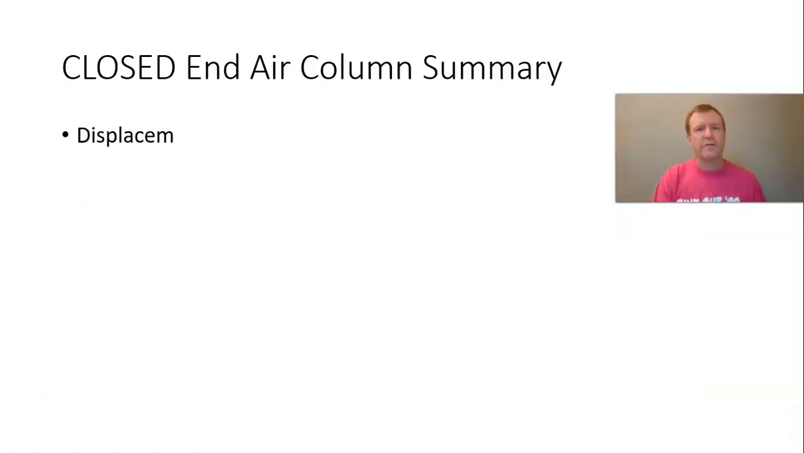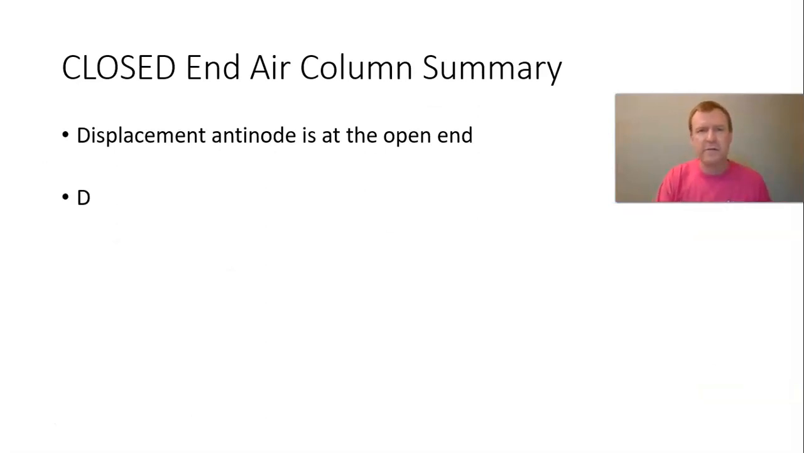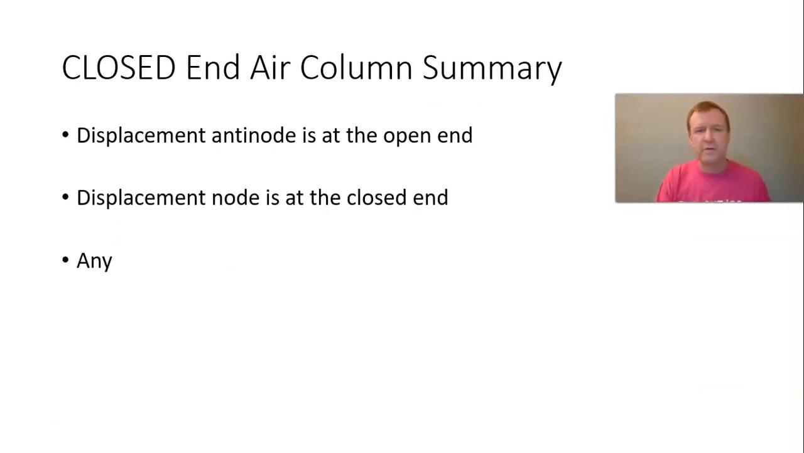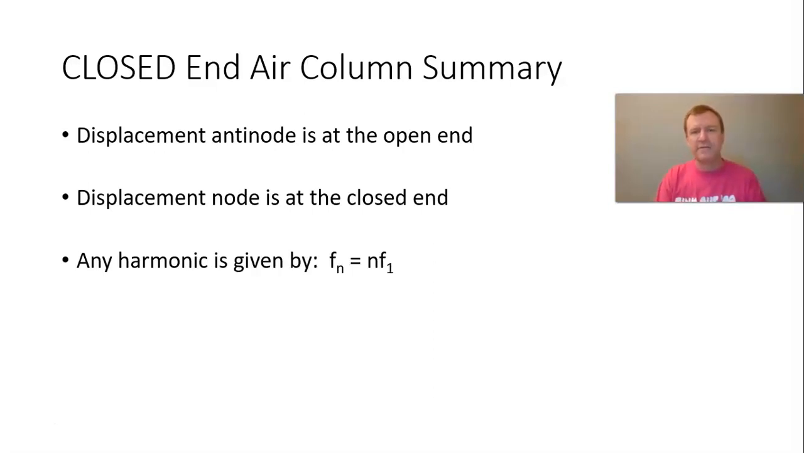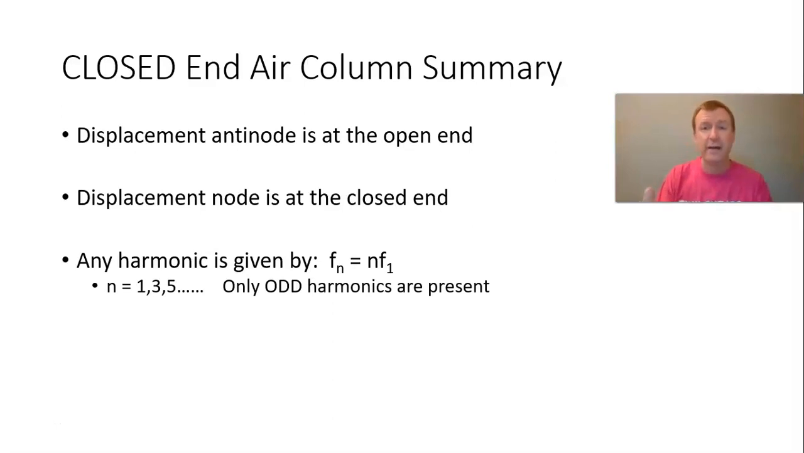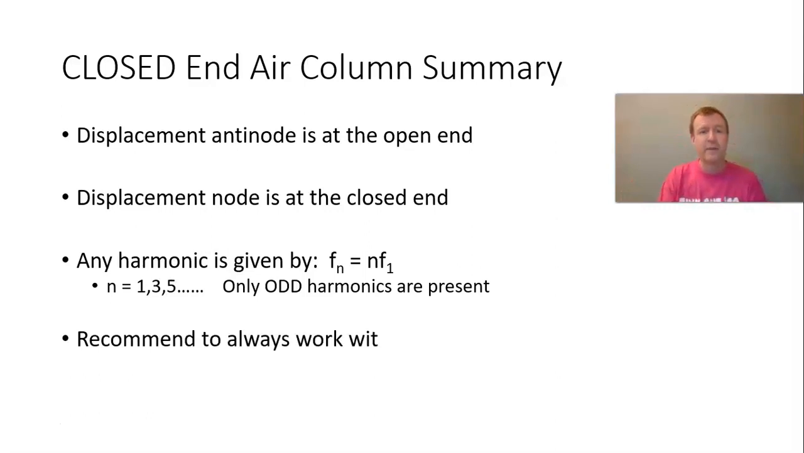All right, so quick summary for closed end. There's a displacement antinode at the open end, displacement node at the closed end. Any harmonic is given by n times the first harmonic, but in this case, we only have odd harmonics present. So keep that in mind if it's closed end, and I'm looking for like the second lowest frequency, that's really the third harmonic. So don't get tripped up by that.